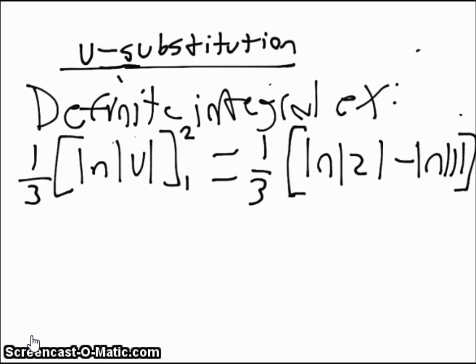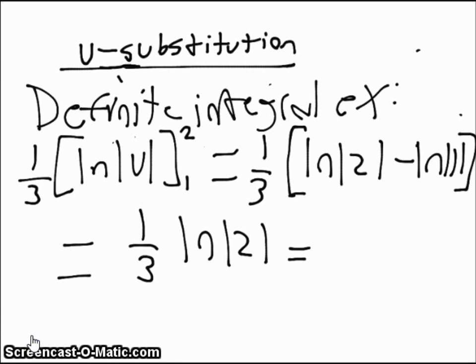Right, so we plug each of the limits in for u, and we just do upper minus lower. So ln of the absolute value of 2 minus ln of the absolute value of 1. And since we know that the ln of 1 is 0, we can just write 1/3 times ln the absolute value of 2. And this is equal to ln of 2 over 3.